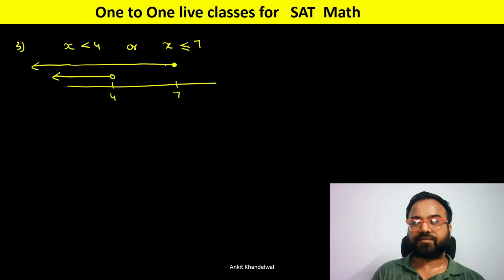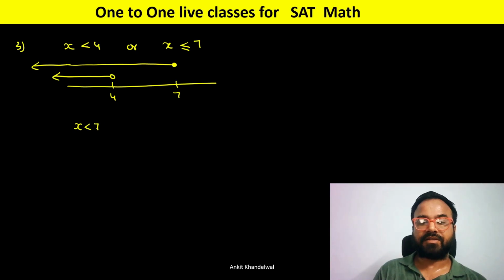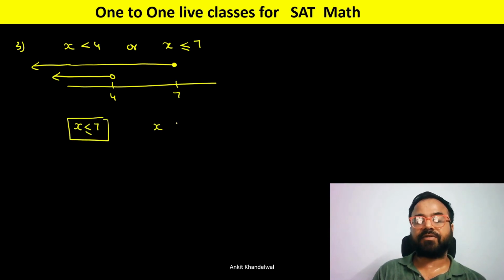On the left of 7 everything is getting covered. On the left of 4 it is covered by both of them. From 4 to 7 it is covered by only one of them. But in the union, in the or, we take everything that is covered on the number line. So on the left of 7 everything is covered. We'll say x is less than 7, or rather less than or equal to 7, because 7 is also a part of it. So x is less than or equal to 7, this is the answer. And in interval notation we'll write minus infinity comma plus 7, and this is included. x belongs to this.